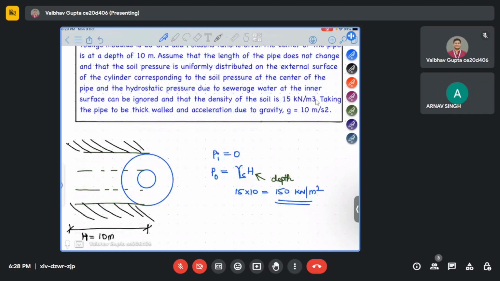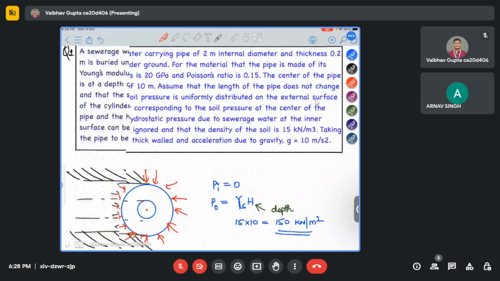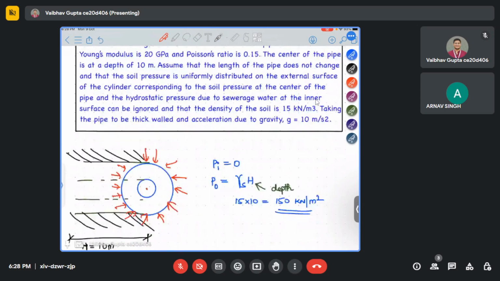So now if I represent P naught, it will be like this. P naught is applied like this, similar to our case, and Pi is 0. Internal no pressure is there. Now we'll come to the radius.